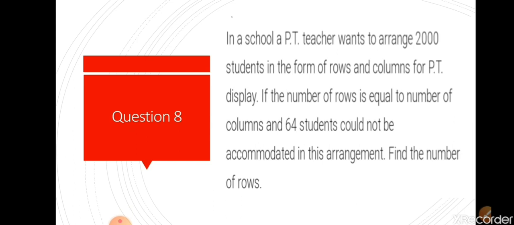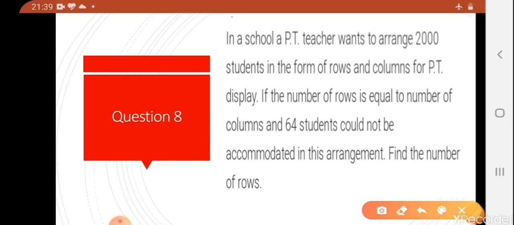The PT teacher wants to arrange 2000 students in the form of rows and columns for a PT display. If the number of rows is equal to the number of columns and 64 students could not be accommodated in this arrangement, find the number of rows. Now the PT teacher wants the students arranged in an equal number of rows and columns, like this and this.